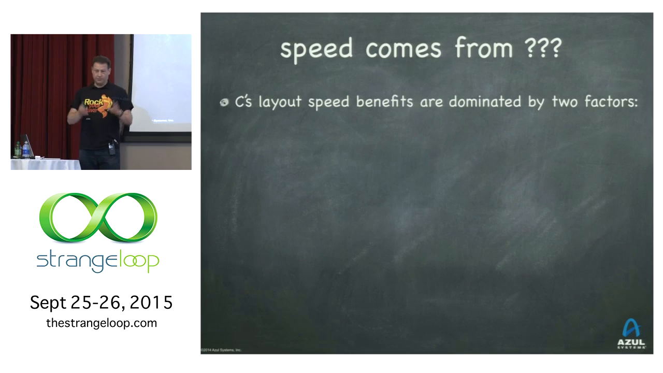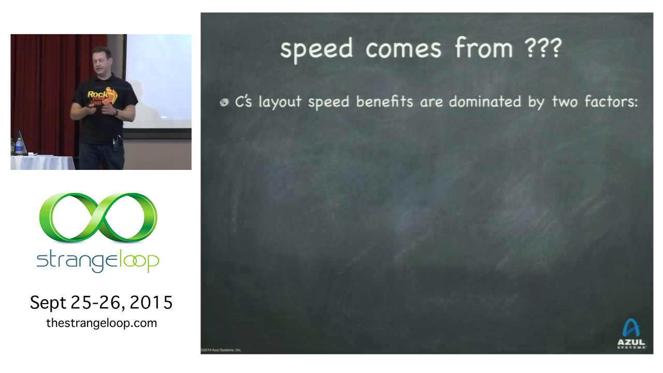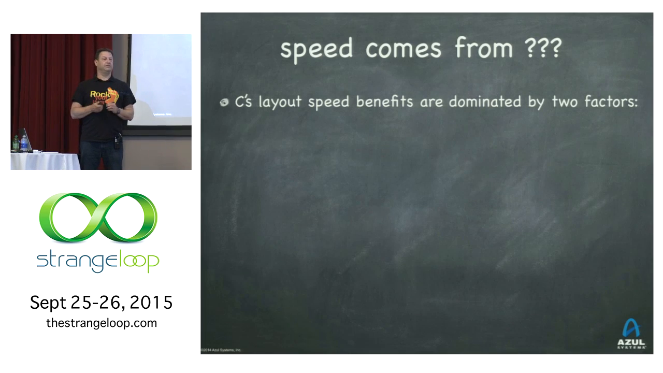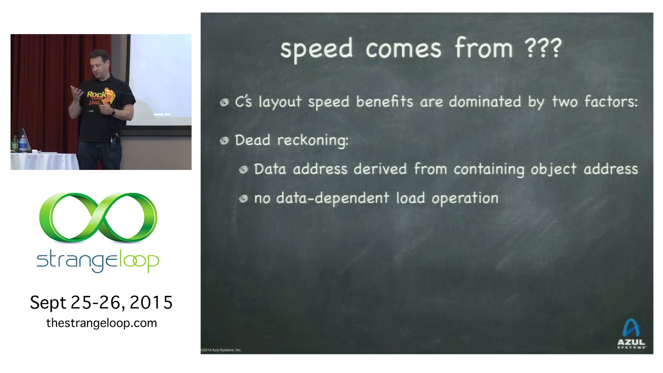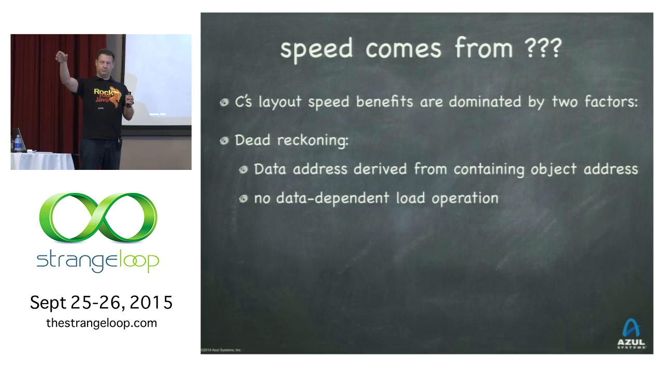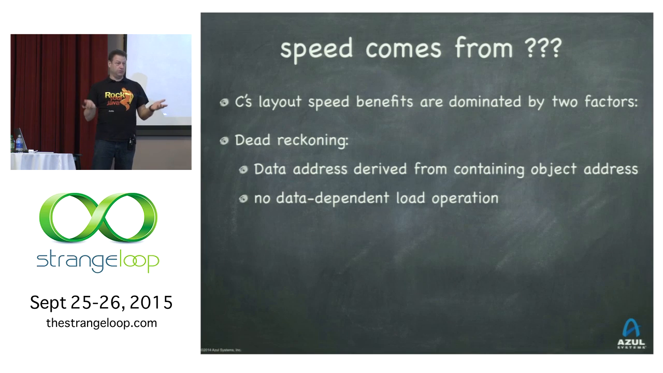Where does speed come from, or the speed we're interested in here? C layout has two dominant factors that give it speed. The first one is what we call dead reckoning. The ability to get to some memory location without having to jump through other references on the way there. So for example, when I go in an array of struct to struct number 17 field X, I don't have to go to a pointer. I just know it's 17 times size plus X, and it's right there. Right? So you can dead reckon to the address without hopping through memory. That's a huge speed boost, both for random access and non-random access.